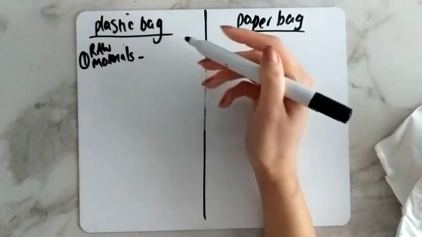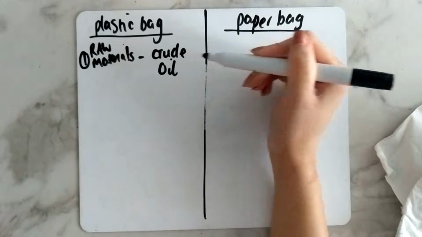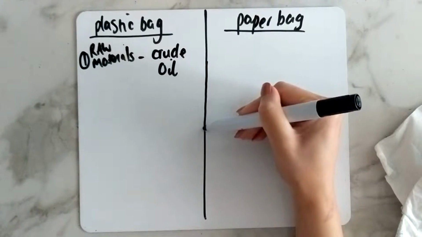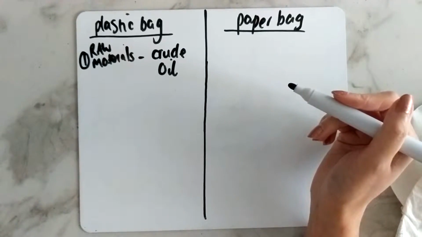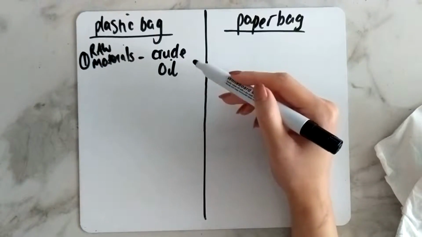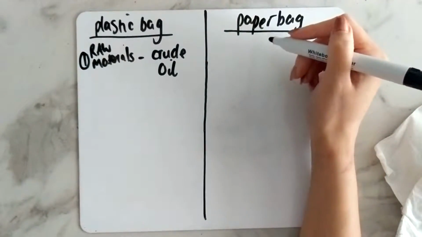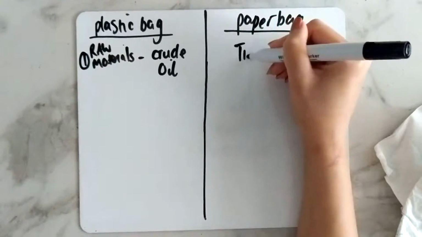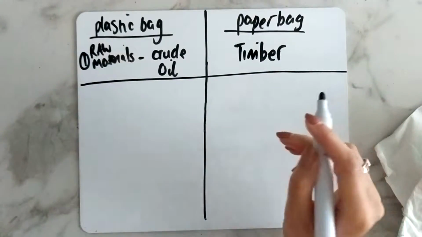So the raw material for a plastic bag is crude oil. Now crude oil is a mixture of hydrocarbons which companies get from drilling down to the seabed. That crude oil is basically the remains of dead sea creatures. Paper bag, its raw material is timber, so wood. Okay, that's number one.